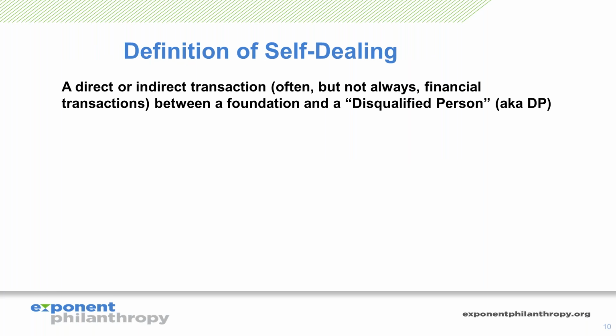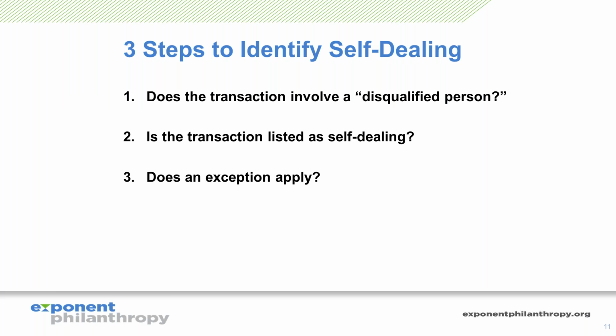But to help with that, there is a framework that you can keep in mind when thinking about self-dealing and conflict of interest that will at least help you orient your thinking about whether a particular situation is potentially a self-dealing violation or not. And we'll talk about those steps that you can run through. So the definition of self-dealing is a direct or indirect transaction between a foundation and a disqualified person. And the disqualified person is a defined term in the tax code. We'll talk about what the definition is. Basically, think of them as insiders.